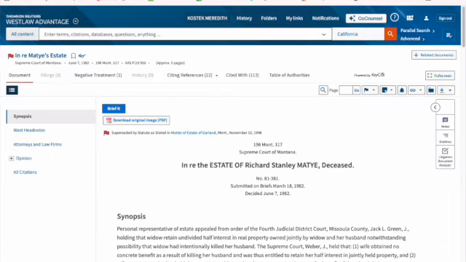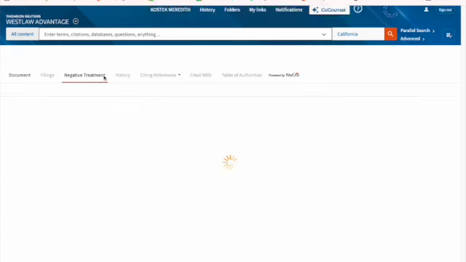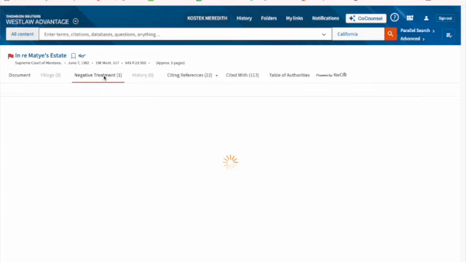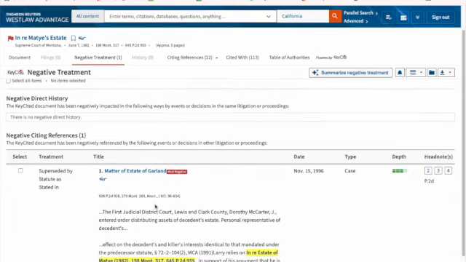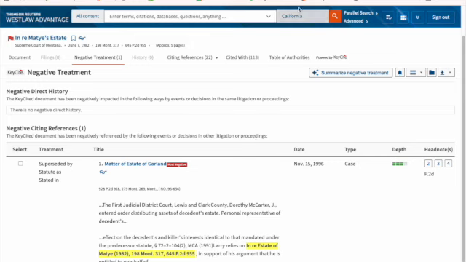Here I am in In re Mattei's Estate. I see there's a red flag, but I also notice that there's only 1 negative treatment case. So whatever this case is will be the case that has the most negative treatment. So it is the Matter of Estate of Garland. So I know right away that that will be my answer to the first question.